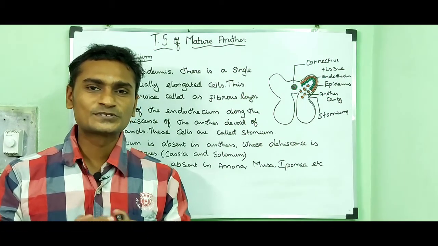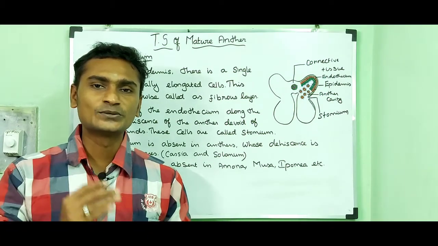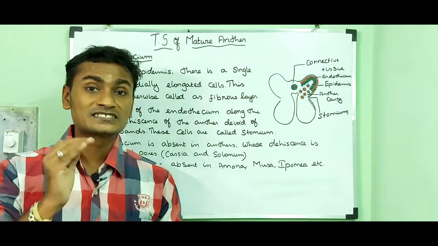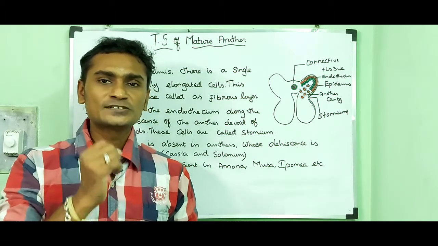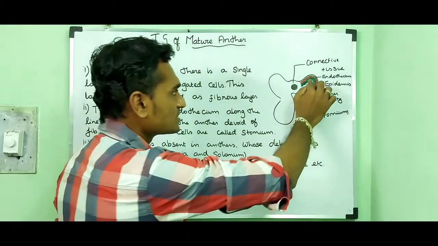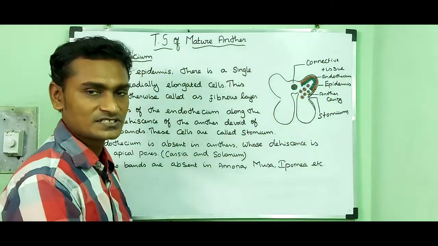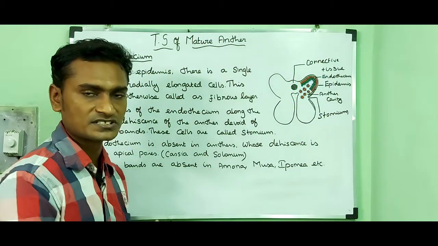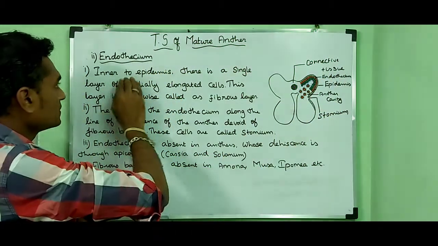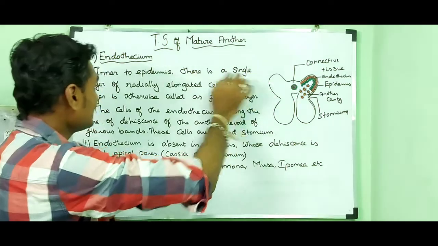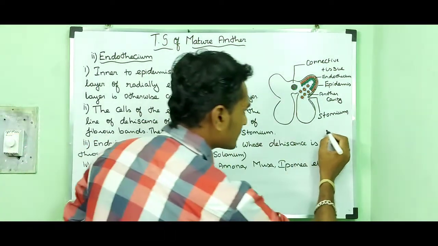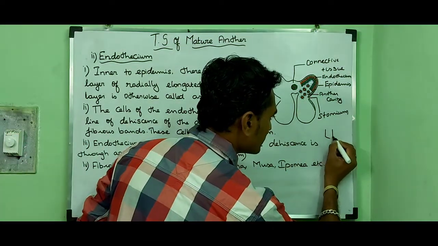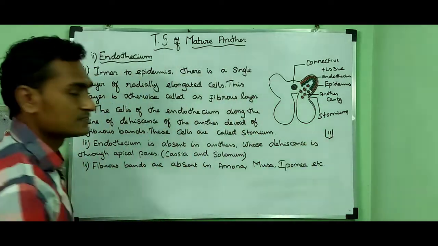Next, I am going to tell about the layer called endothelium. Endothelium is the second layer which is inner to epidermis. So this layer is called endothelium, which is inner to epidermis. Inner to epidermis there is a single layer of radially elongated cells.